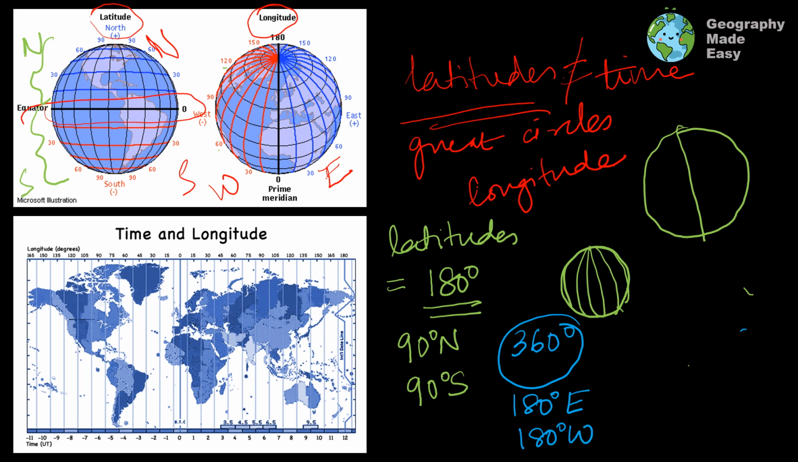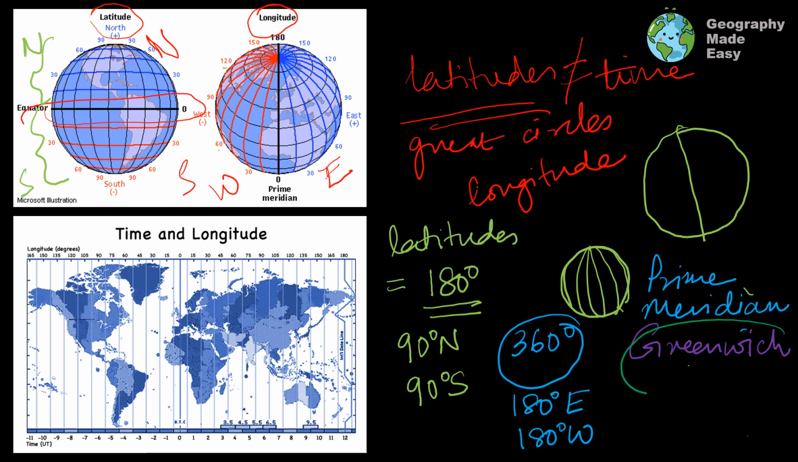The main longitude is known as the prime meridian. And where does the prime meridian pass? The prime meridian passes through a place known as Greenwich. I should highlight this in green because it is Greenwich. So where is Greenwich? Greenwich is located in the United Kingdom.